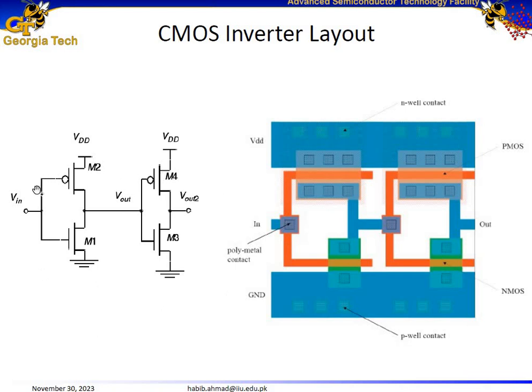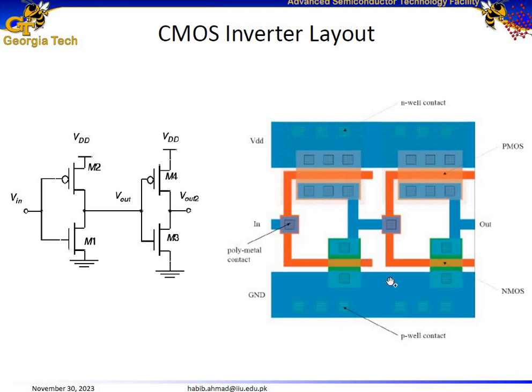Now here is our cascaded CMOS inverter once again. Here is the circuit diagram of that. But in terms of layout, we represent it like this, in which we have a ground rail and a supply rail. The NMOS over here has a source which is connected to the ground. So this region over here represents the source of the NMOS, and this region represents the drain of the NMOS.